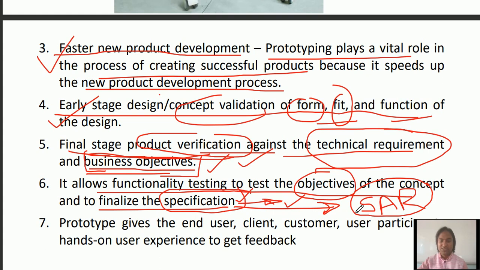That is the specification. If it is not able to meet, you can launch the product, but the government will ban it, or the customer will not purchase it, because there are some limitations. That's why some specifications are given. Then the prototype gives the end user, client, customer participation and hands-on user experience to get feedback.